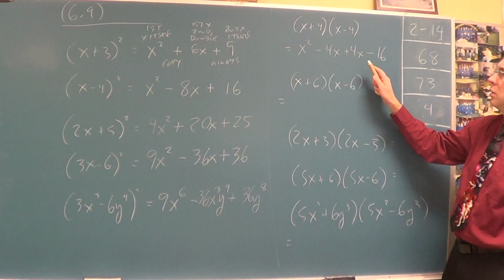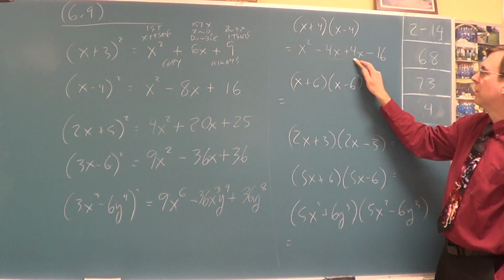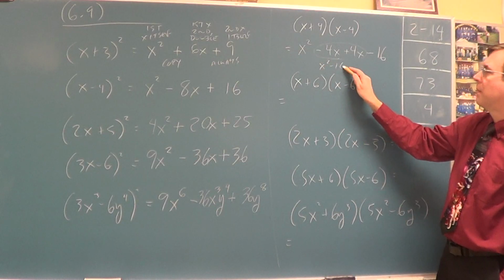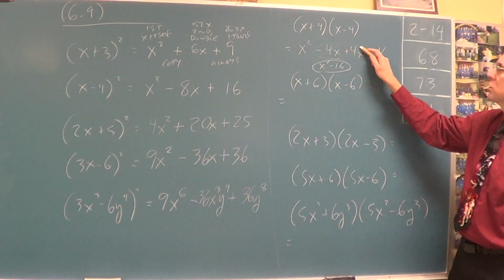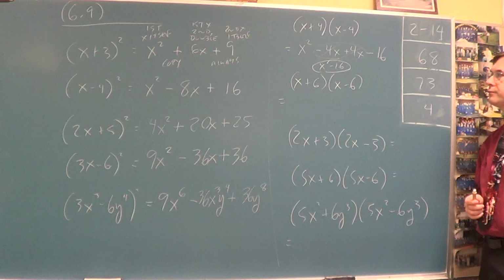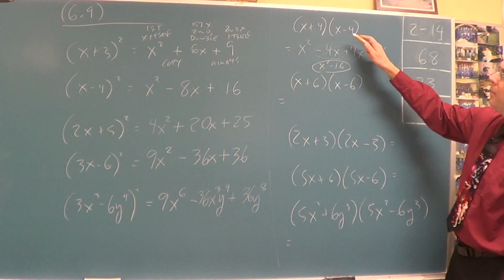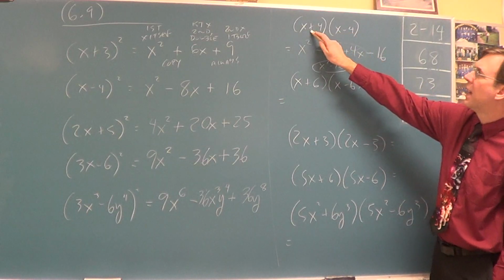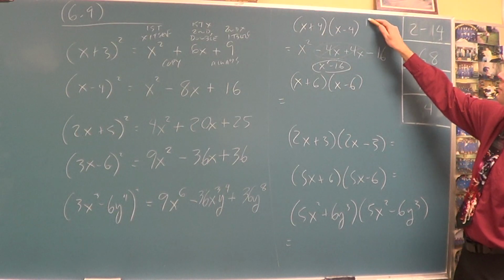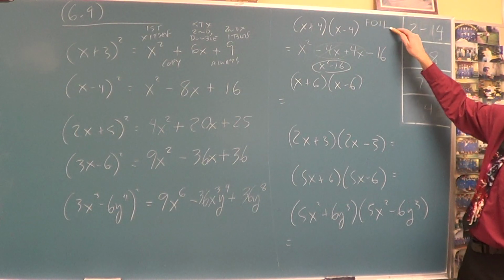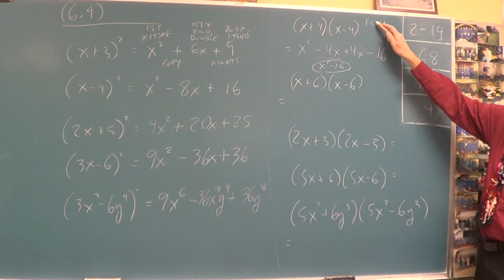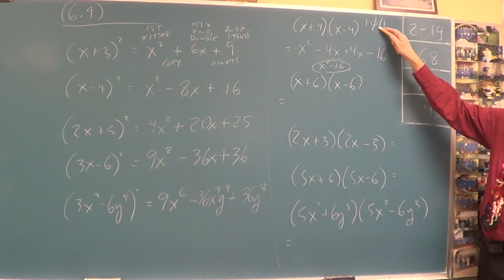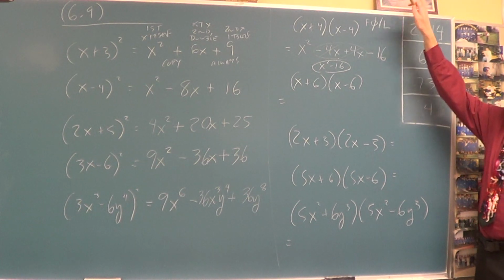Cancel. Yeah, the 4x and the 4x. So all we're left with is x squared minus 16, because those just wipe each other out. In this one moment in time, if the factors are almost twins, but they have different signs, you don't have to really fully FOIL, because the outside and the inside are always just going to cancel away.